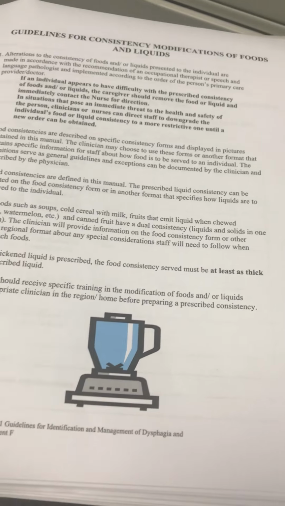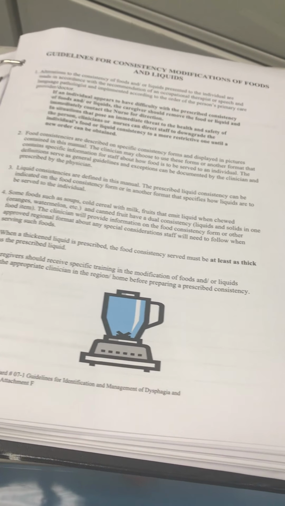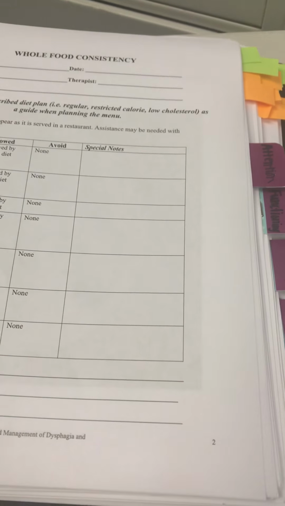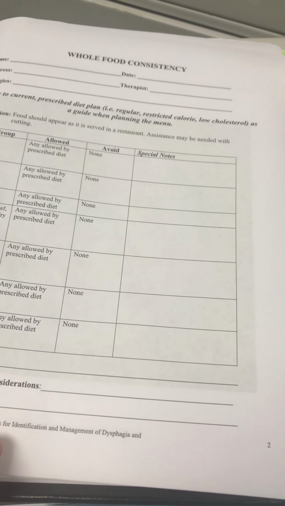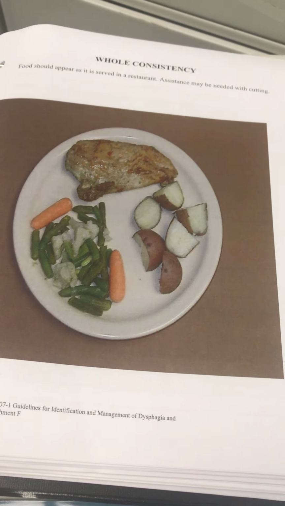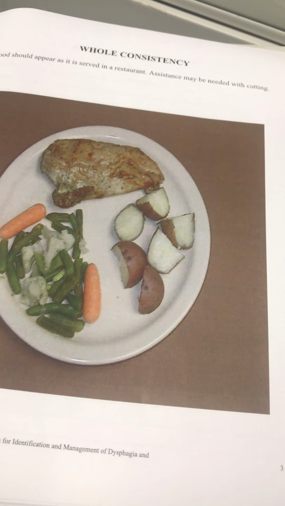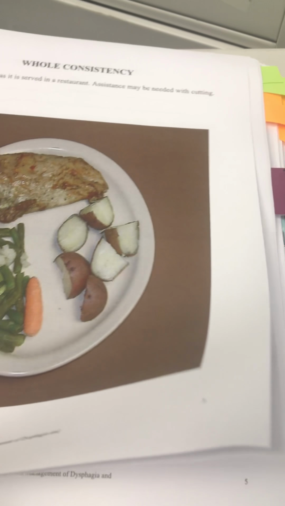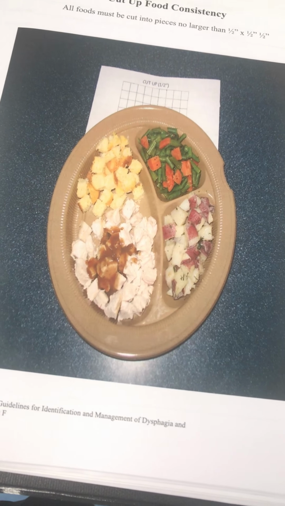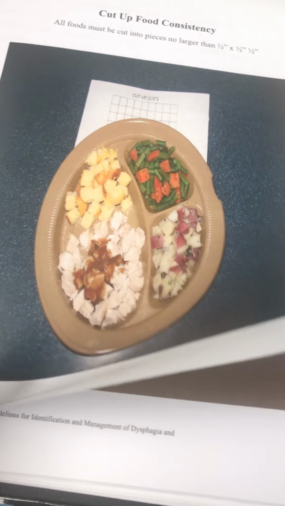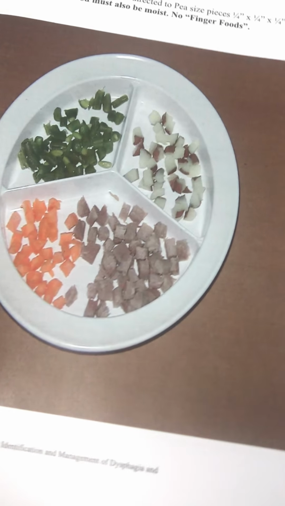So next, I printed off a packet about consistency for food and liquids. So this is what whole food would look like. So normal, what we're trying to obviously get the patient back to is their normal diet. The next, so this one is cut up. This one is chopped up.